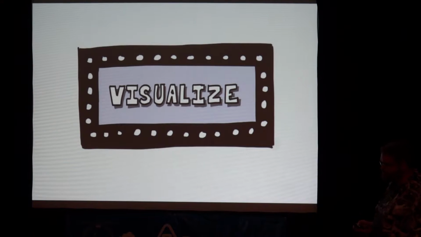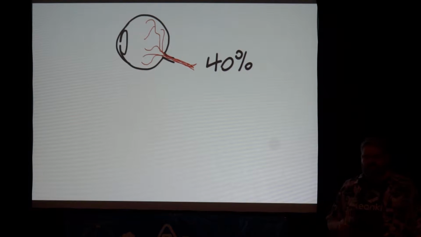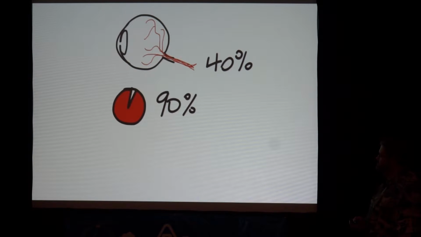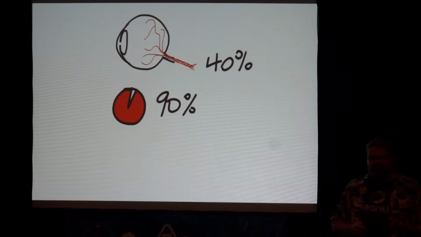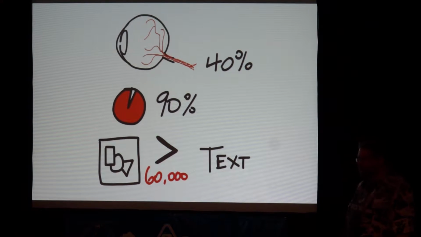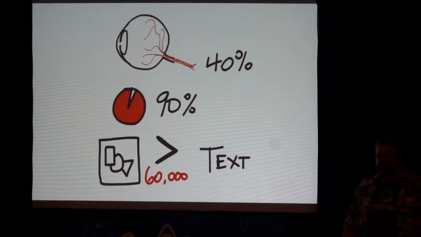So the first is visualize. Did you know that 40% of the nerve endings connected to your brain come from your retina? So 40% of the nerves come from visualization. 90% of the data our brain receives is visual information. And our brains can process pictures 60,000 times faster and more efficiently than text. We've heard the saying, a picture's worth 1,000 words, and that's absolutely true.